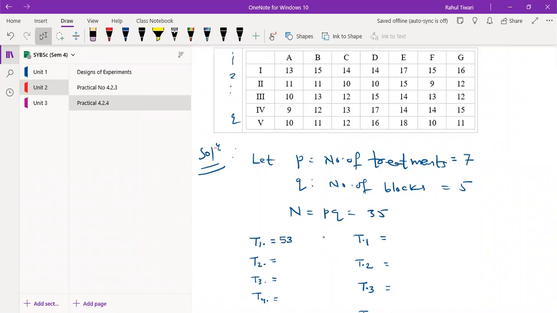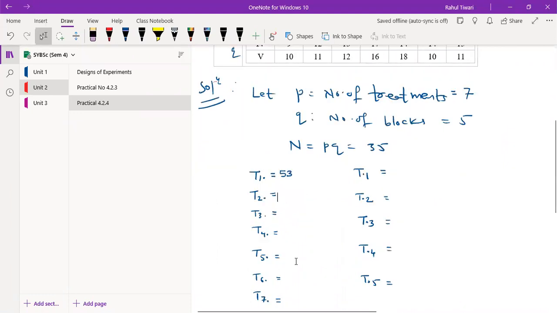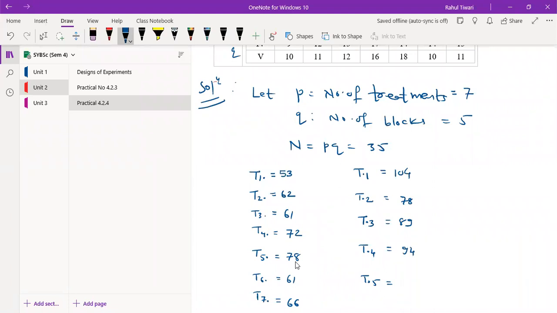Has anyone calculated this? They can put it in the chat box. Just add up these treatments and you will get the first treatment total. Similarly, second one, third one, fourth one, fifth one. Just check whether this is right or wrong. 62, 61, 72, 78, 61, 66. And this is 104, 78, 89, 94. And this one becomes 86.